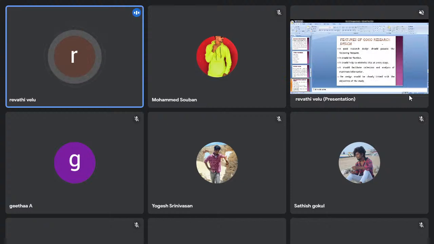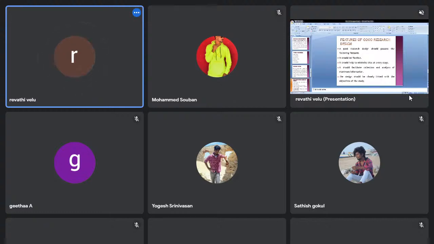So these are the features of a good research design. A good research design should possess the following features. It should be very flexible. Whatever kind of research design you are going to frame, it should be very flexible. It should not be stagnant, it should not be vague, it should be very flexible. Whatever changes are there, you have to frame the research design so that it adapts accordingly.